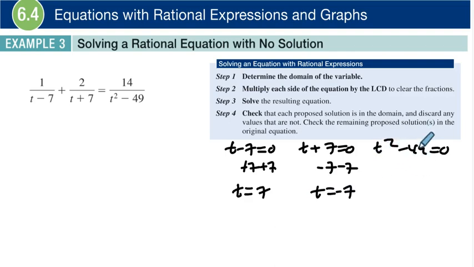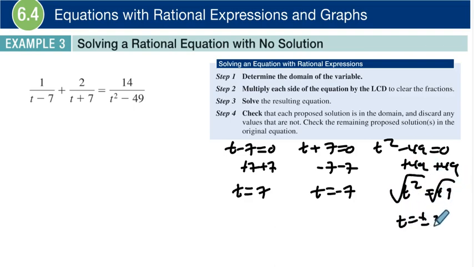And remember, t squared minus 49 is the same thing as the factored form of t minus 7 and t plus 7. But if I just add 49 to both sides, I get t squared equals 49. And if I take the square root of both sides, I get t equals plus or minus 7. So I kind of have a repeat here: I have 7, negative 7, and then plus or minus 7. So this is the same thing, right?